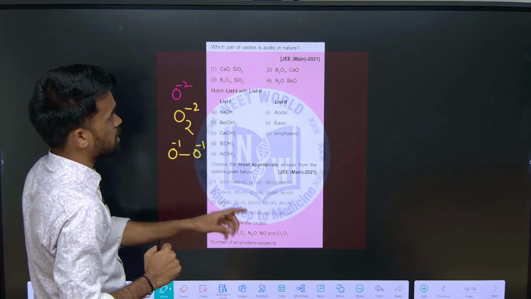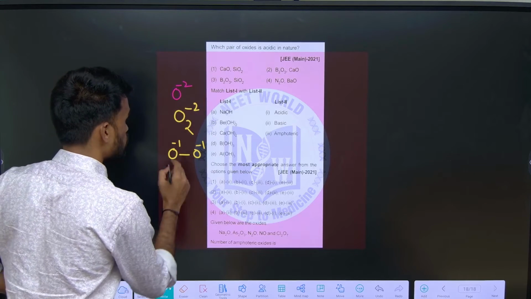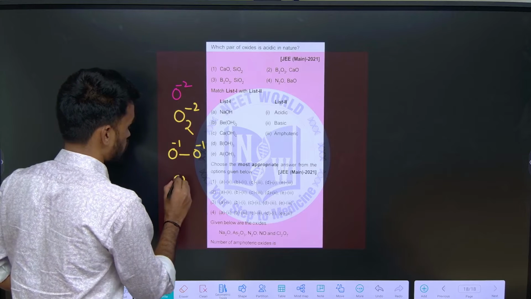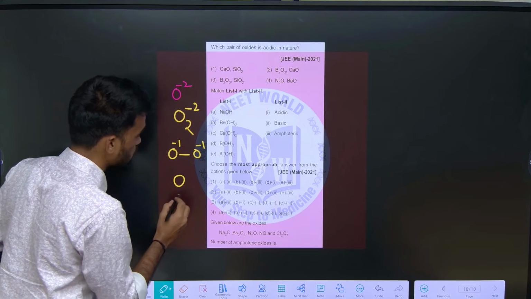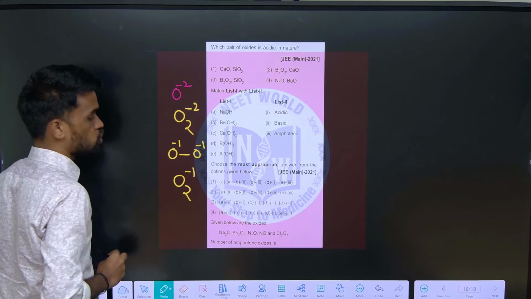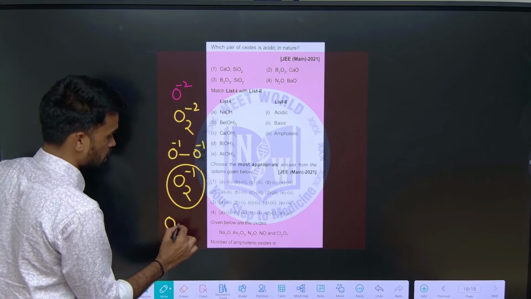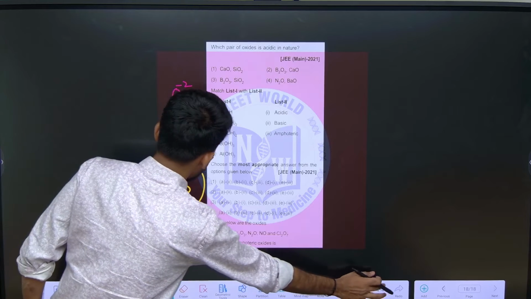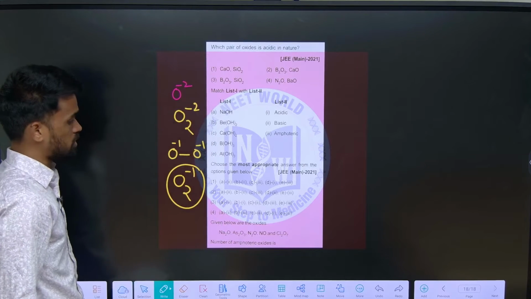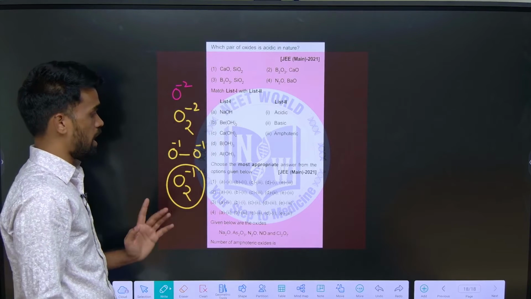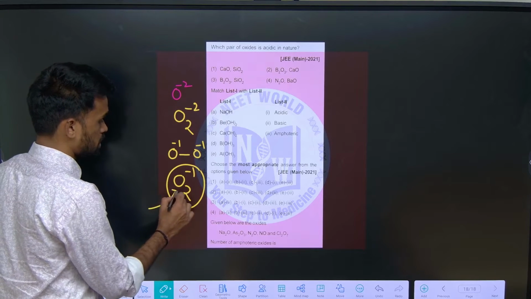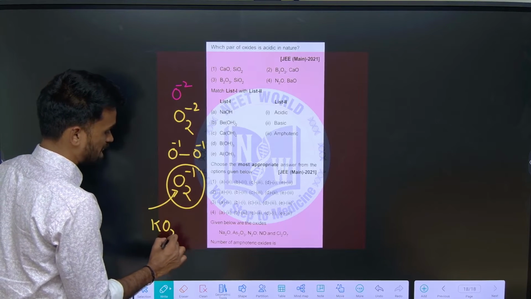Here all of these are oxides only. Now one more type of oxygen anion form is there, that is O2 minus 1. This should be called a superoxide. In a superoxide, what is the charge of each oxygen? It will be minus 1 for each oxygen atom. Okay, so these are superoxides. An example is KO2, which is a superoxide.